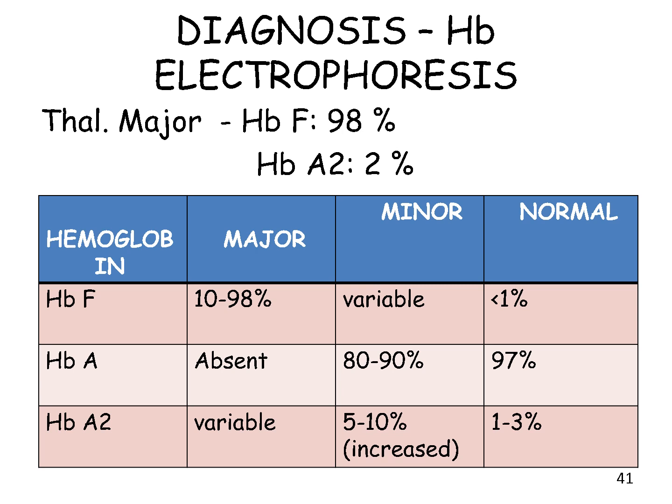Hemoglobin electrophoresis is an important tool in the diagnosis of thalassemia. In thalassemia major, the hemoglobin F will be 98% and hemoglobin A2 will be 2%. The table below shows the level of different hemoglobins in major, minor and normal cases.